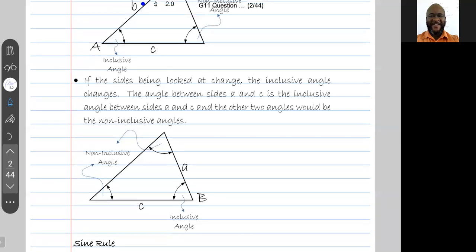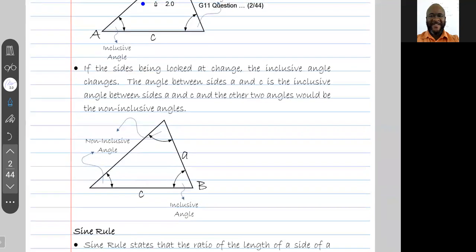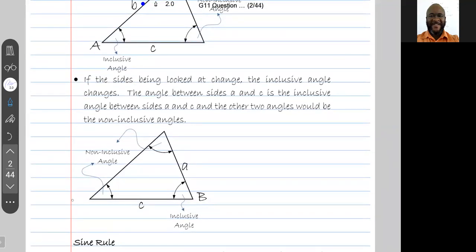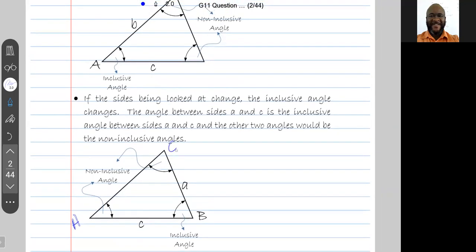All right, so in the first diagram, A was the inclusive angle, and B and C were the non-inclusive angles. In the second, if the sides I'm looking at change, the inclusive angle changes. That's all that is saying. It's nothing big.